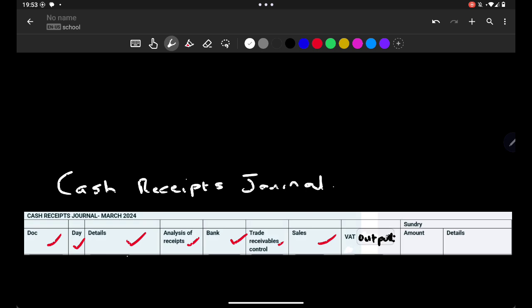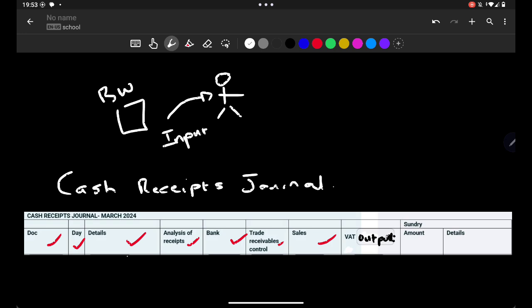So when you buy things, let's say you're buying raw materials, that's an R, right? And then this is you, the business. When you buy things, they're coming into your business, right? So that is input. They're coming into your business, that is input. When you sell things, they're going out of your business.